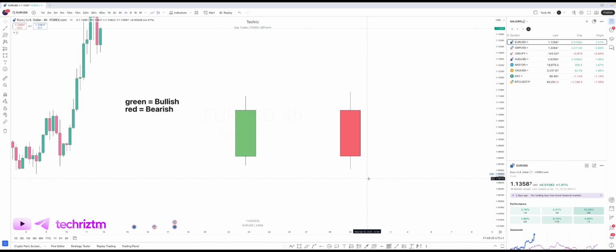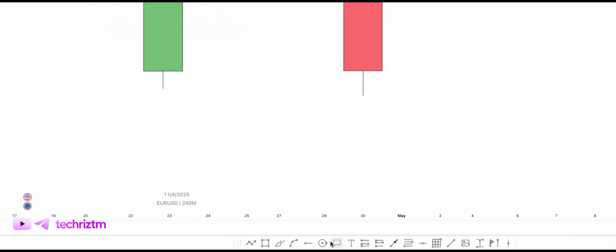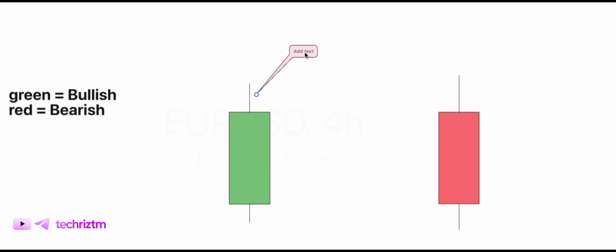Now, a candlestick has typically two parts. We have the wick or shadow. Some people call it shadow. The wick or shadow, which is this part. We have the wick or shadow.